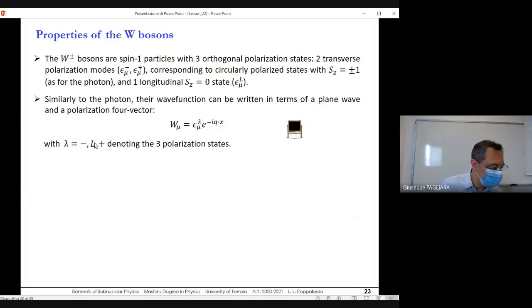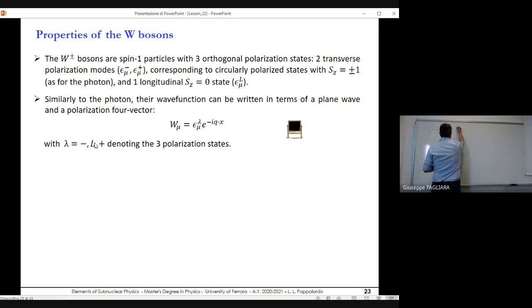So let's calculate now the partial width of the W into electron neutrino decay. So suppose we have a real W, in this case decaying into an electron and an electron antineutrino. So we have one vertex. We have the 4-momenta P1, P3, and P4.